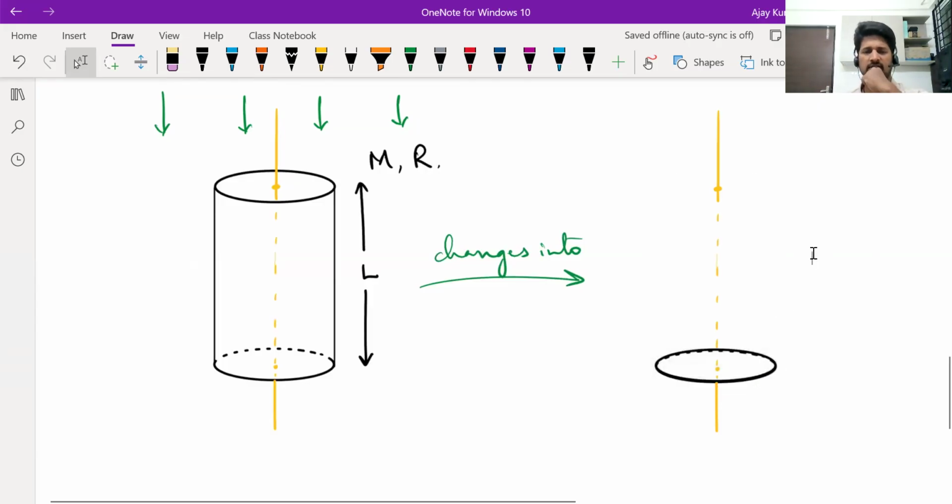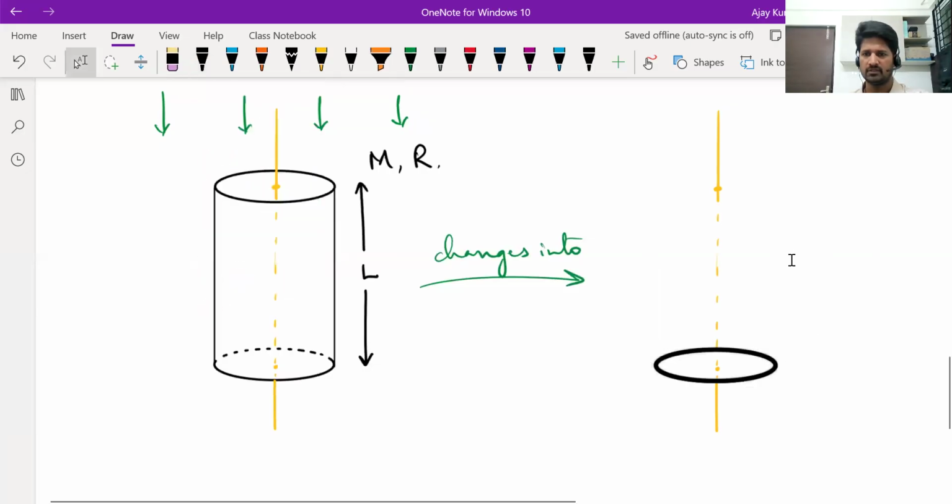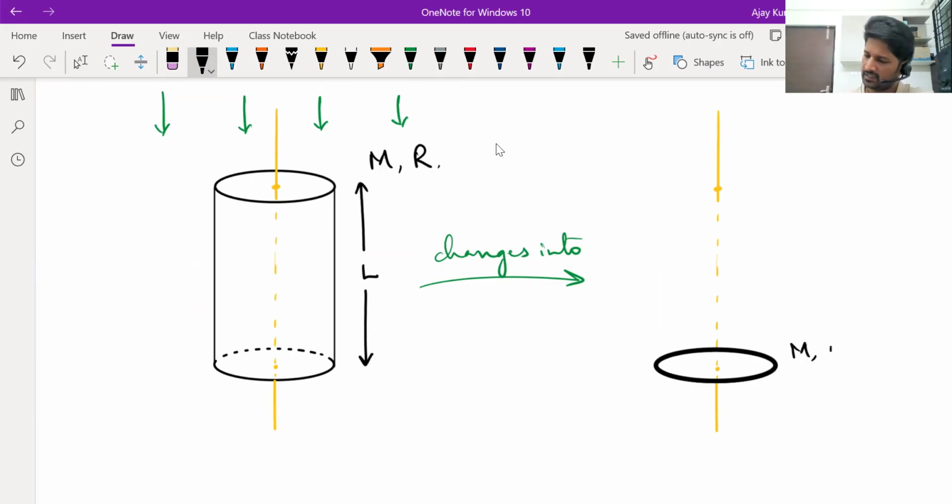Are you all able to visualize that or not? Yusuf, what do you say? Yes, sir. Okay. Rishi, are you convinced? Yes, sir. Fine. Now the mass would remain the same because we kept all the particles there itself. We didn't remove any particles from the system. So the mass of the ring is still m. Radius is still r, same as that of the cylinder.